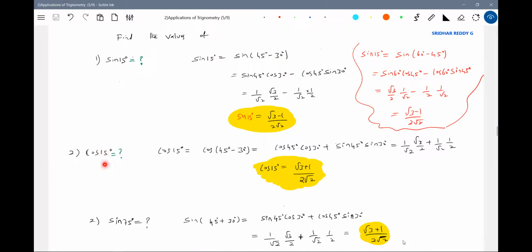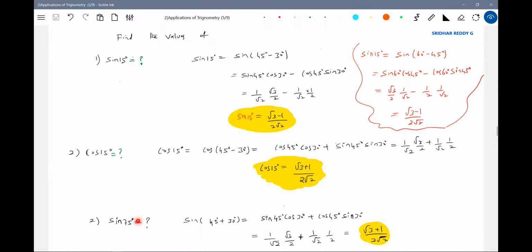Let's come to cos 15 degrees. Cos 15 is equal to cos of 45 degrees minus 30. Cos of A minus B formula: cos A cos B plus sin A sin B. Cos 45, 1 by root 2. Cos 30, root 3 by 2. Sin 45, 1 by root 2. Sin 30, 1 by 2. Solving this will end up here.